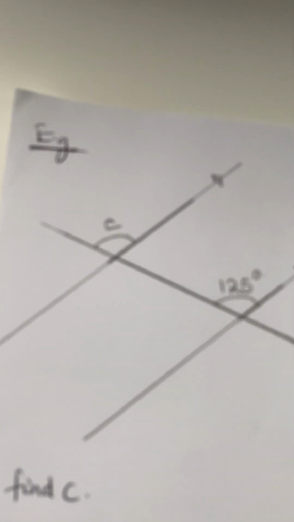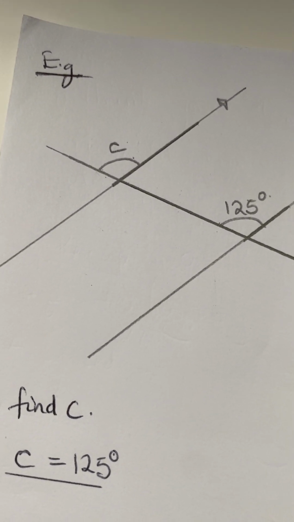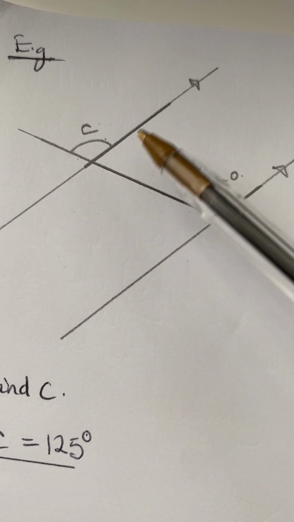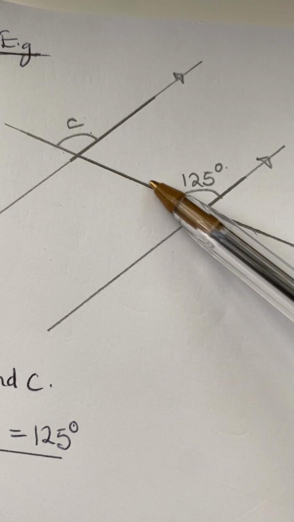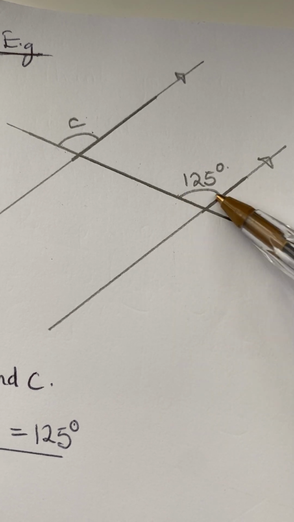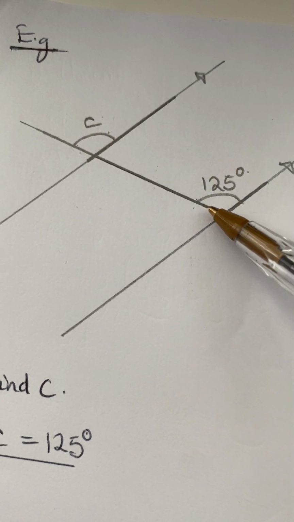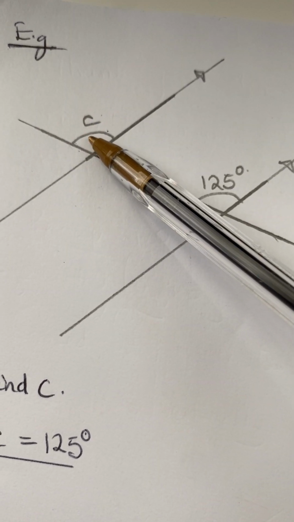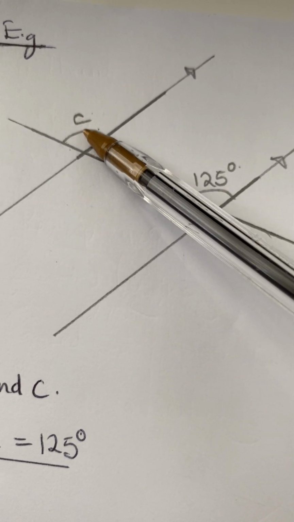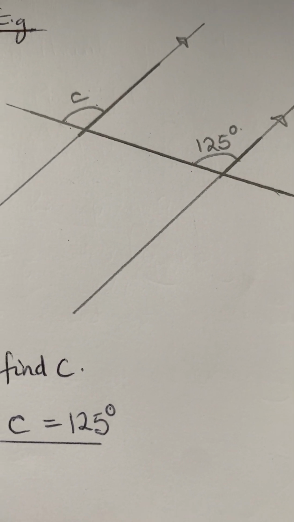Okay, so here's another example. Look at the shape carefully. These are two parallel lines, and that is the F here. So if I know this one on top, then C here is corresponding to that one. If this is 125, then that will also be 125. So C now is 125 here.